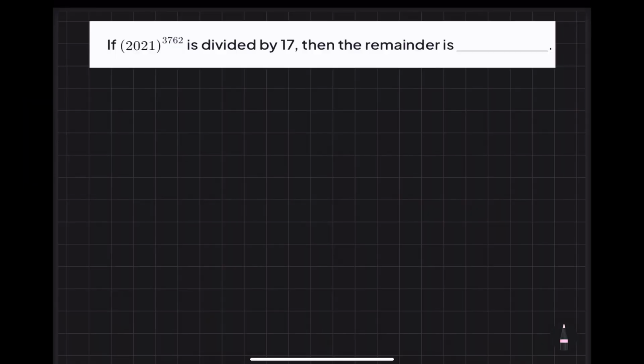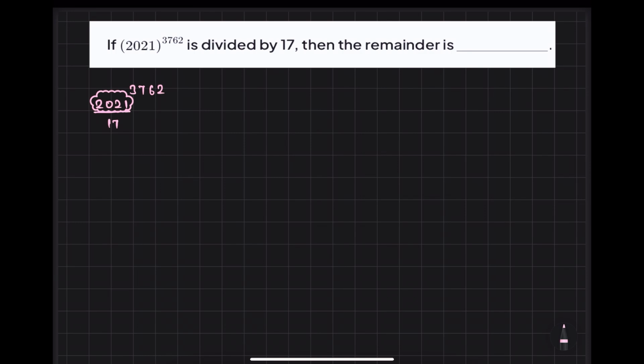We got this situation. If 2021 to the power 3762 is divisible by 17, then you have to find out the remainder. Now clearly you can see that the numerator is bigger than the denominator. I'm not talking about the power, I'm talking about this entity. So the numerator is bigger than the denominator. So how should you respond?